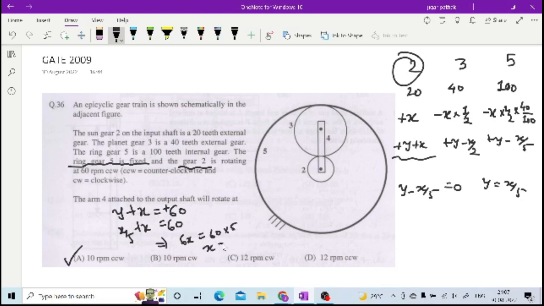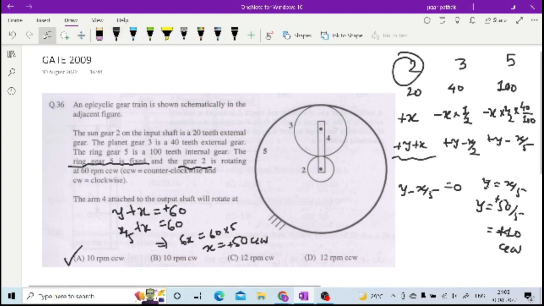So x is equal to 50, and that is positive, it is again counterclockwise. So now y is equal to 50 by 5, and it is positive only. So that is positive only, and positive is counterclockwise, correct? So everyone is getting now what you have to do. This is how you are solving this particular question, right?